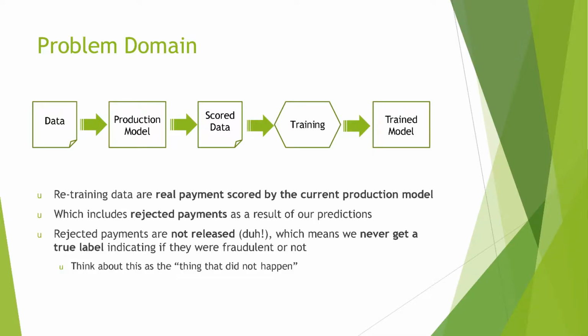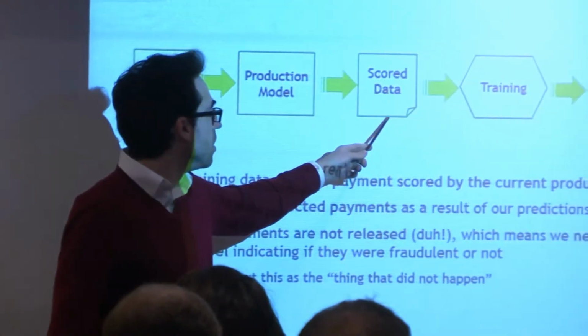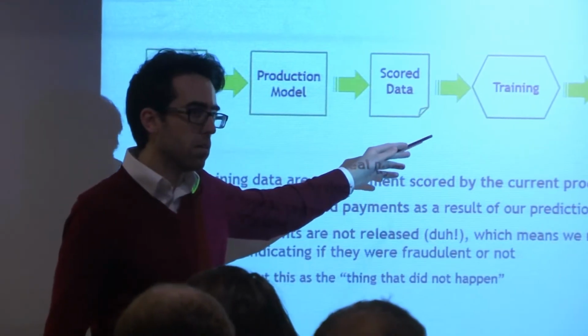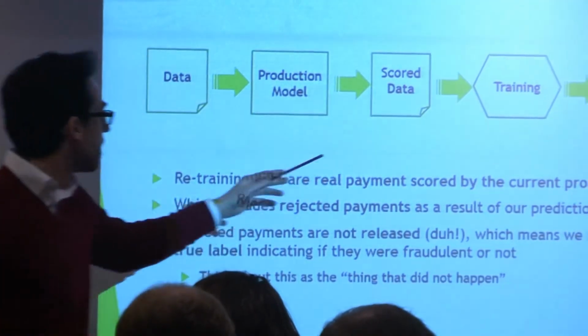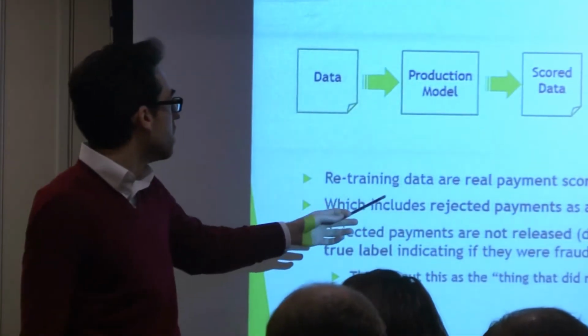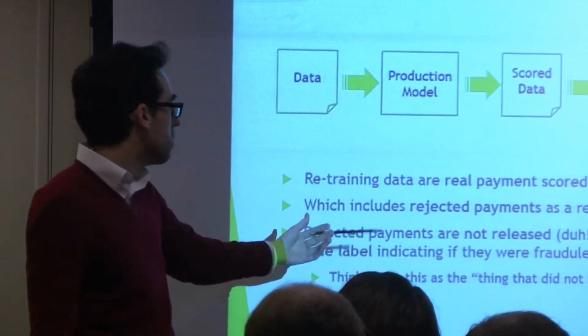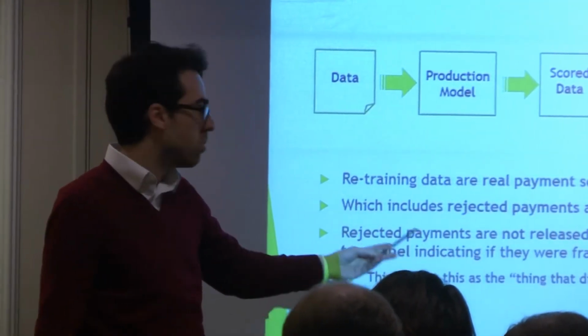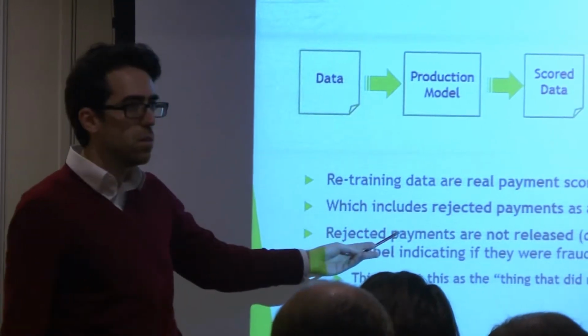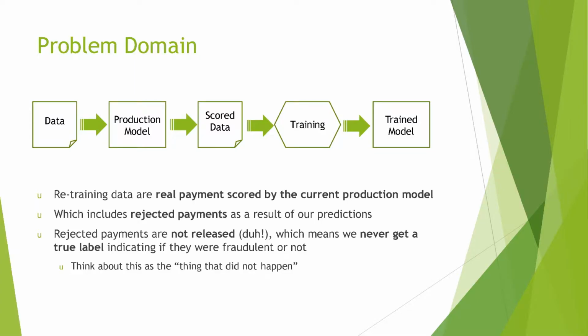So if we are doing some retraining, what data do we get? For the retrain, and not the original model, you will get data that's actually scored by your production model at some point. And that has a problem with it, because your scored data will have rejected payments, and those are actually not released. So it turns out you will never get a true label on a rejected payment. You don't know if your rejection was valid or not.